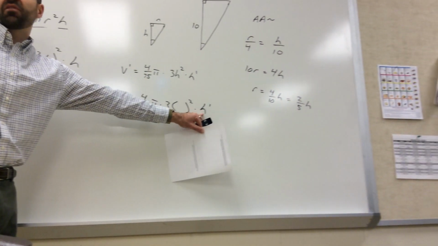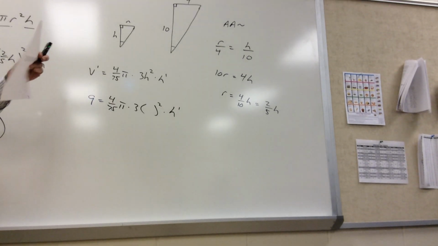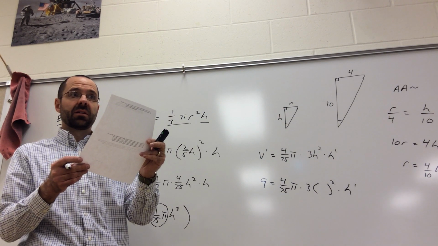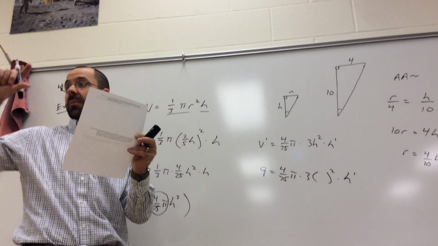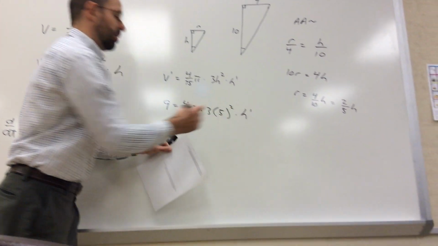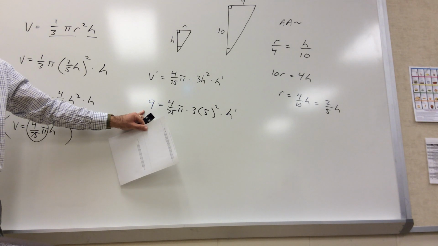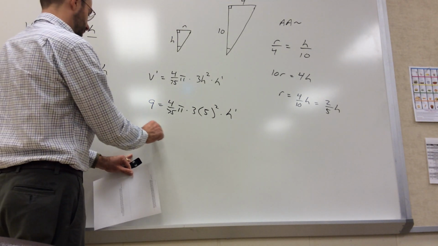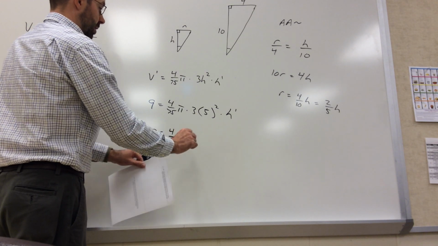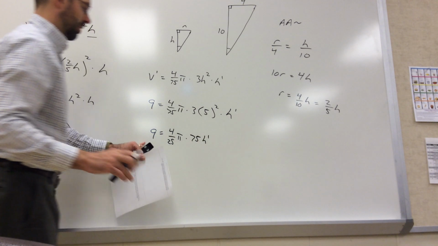So I know I don't have that. So I guess I got to figure out what h is. Well, it says, how fast is the level rising when the water is 5 feet deep? So if the water's 5 feet deep, that means the height of the water is 5 feet. So we put a 5 there. And then you just multiply all that out to solve for h prime. So 9 equals 4/25 pi times 75 h prime.